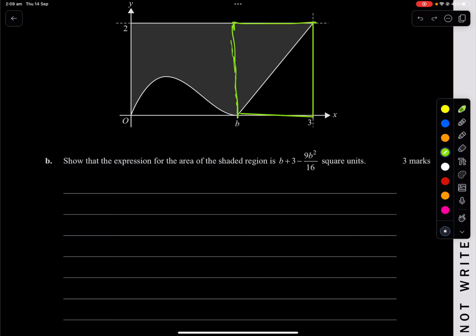So let me just find the area of this, which is what? Half times 3 minus b, times 2, which is just 3 minus b. So this area over here, I just found this area, 3 minus b. That's good. I'm just going to write this and just say it's 3 minus b.